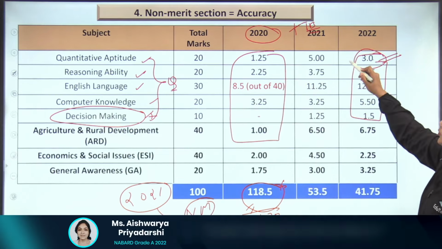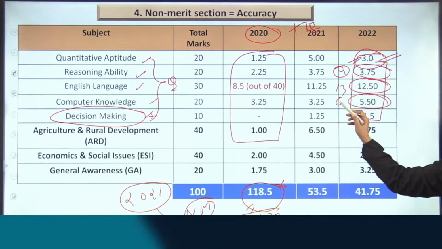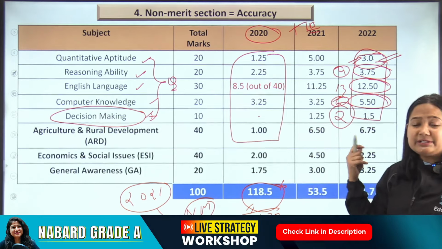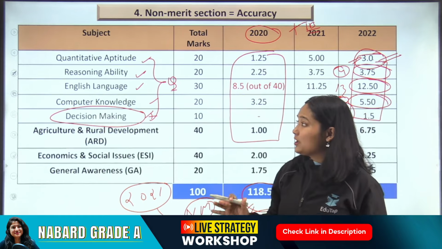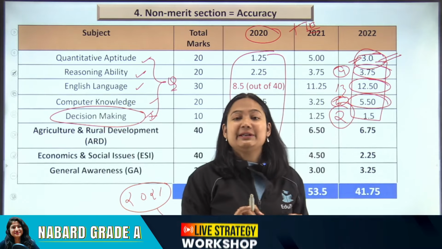Same goes for reasoning. Just do 4 questions correctly and you have done it. In English, you need to do 13 questions correctly. In computer, you need to do 6 questions correctly. In decision making, just do 2 questions with 100% accuracy. So please focus on these things and don't waste your time on the qualifying section or the non-merit section.